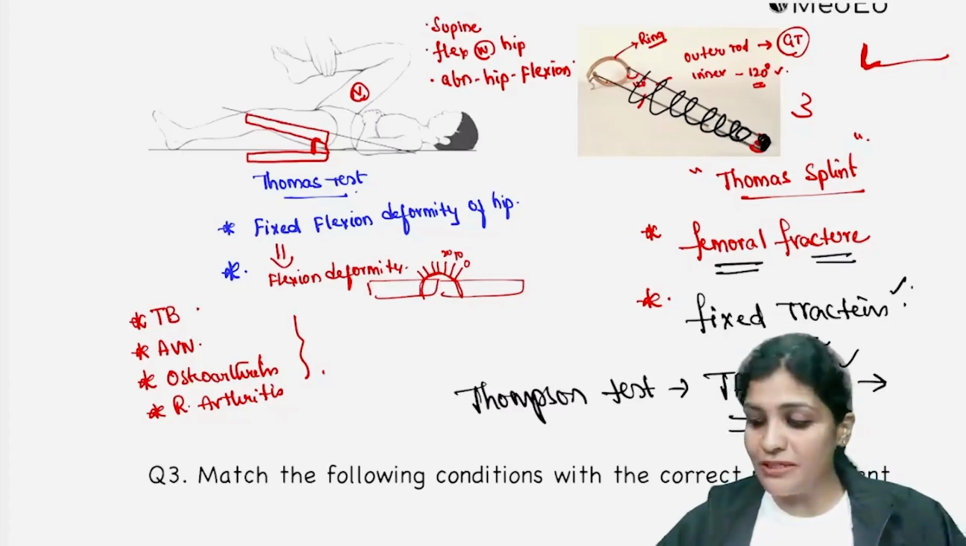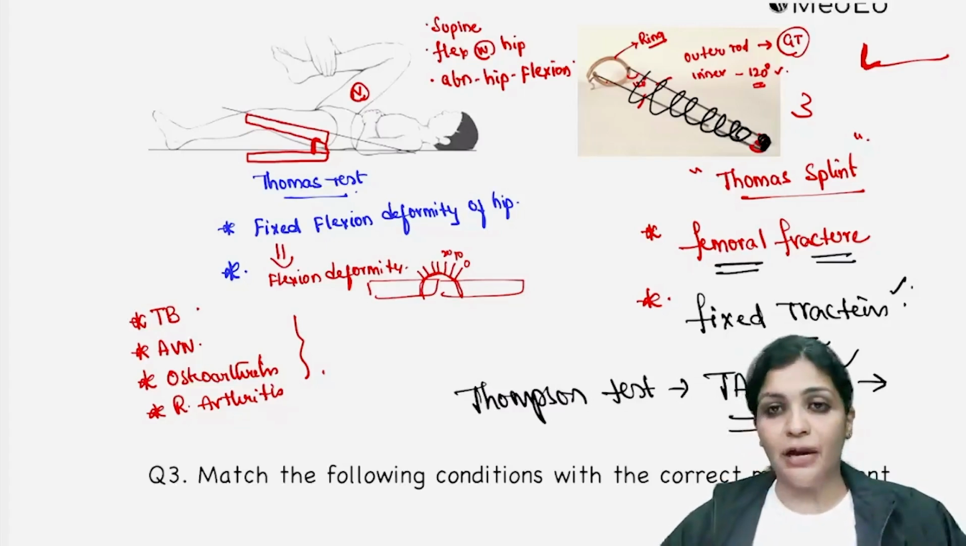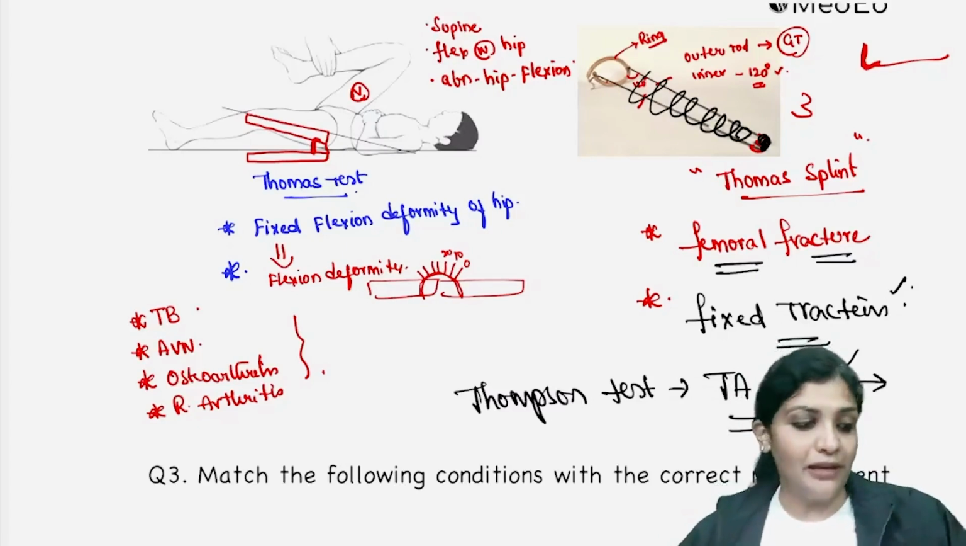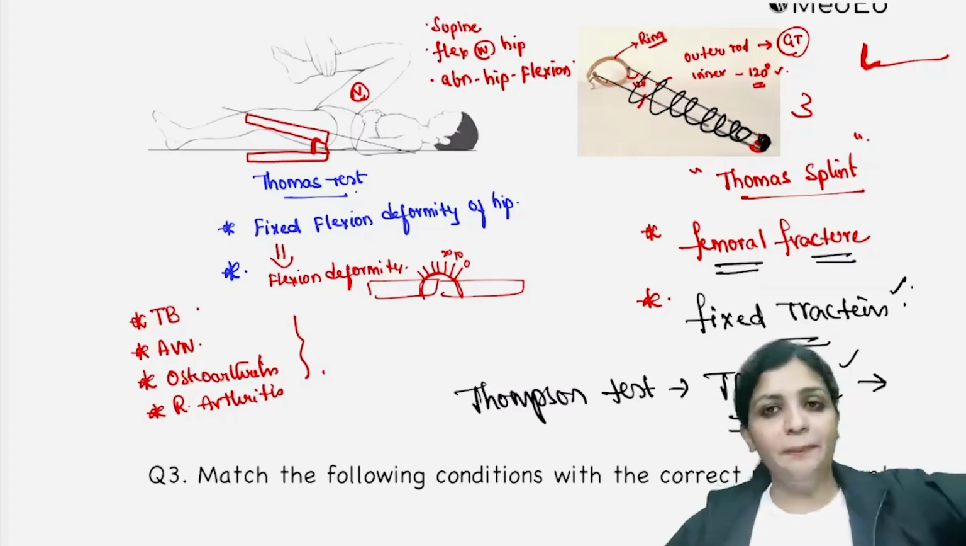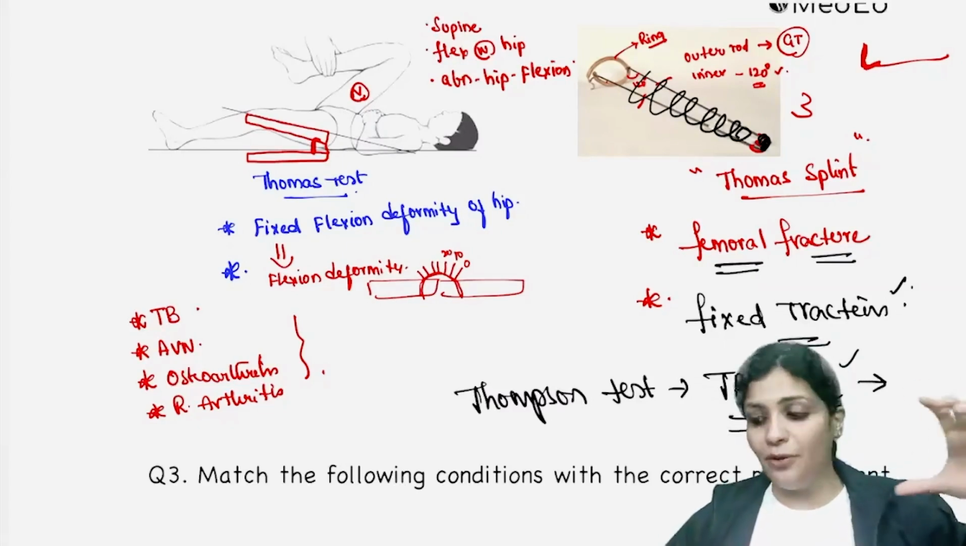So how do you do this Thompson test? How do you do it? Very good, Komal, it is for tendo-Achilles. You put the patient in prone position. So how is the tendo-Achilles tendon formed?